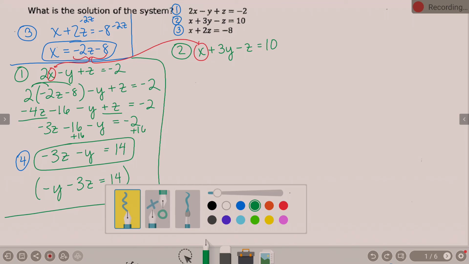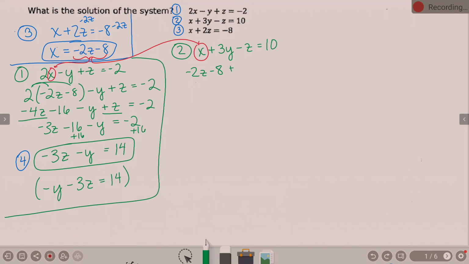So instead of x, I'm going to say negative 2z minus 8, still plus 3y, still minus z, still equals 10. No distribution this time. Now we can combine like terms. Negative 2z and minus z is negative 3z. Still minus 8, still plus 3y, still equals 10.